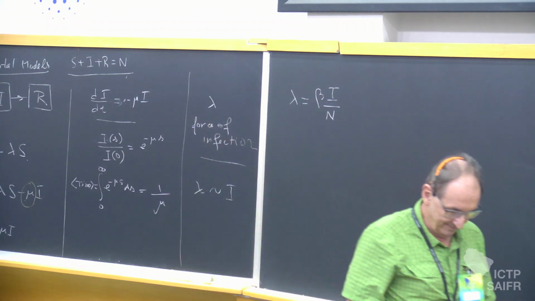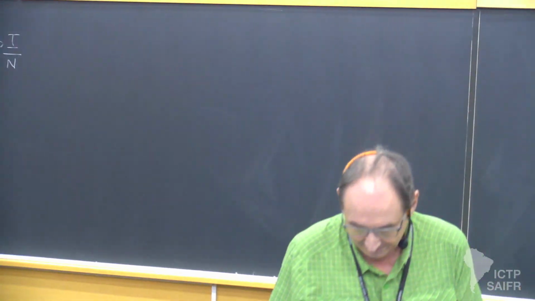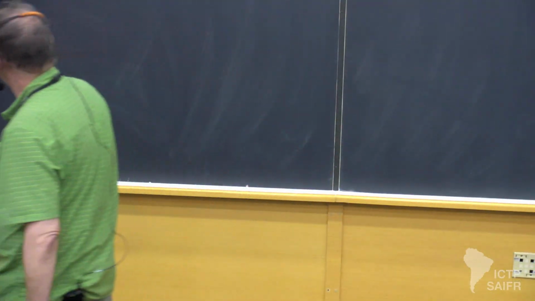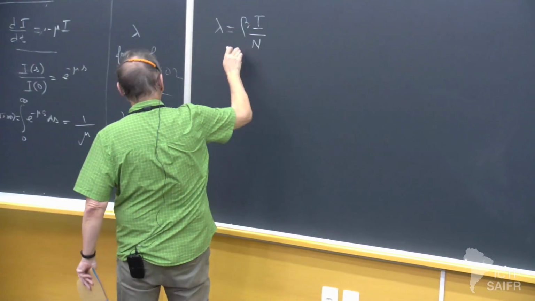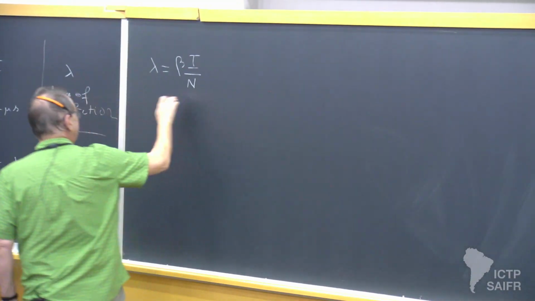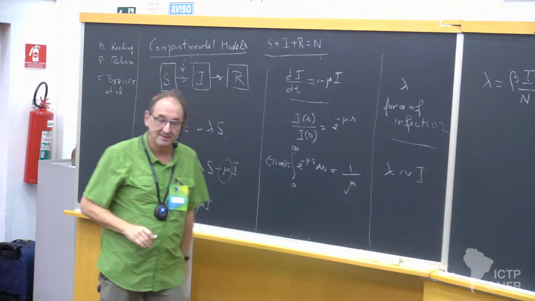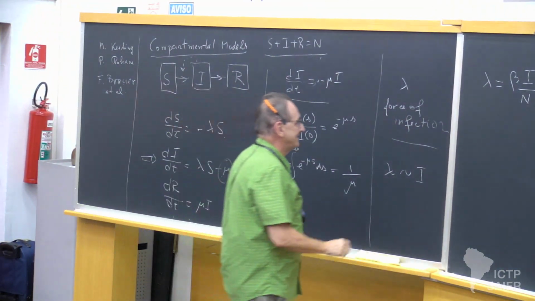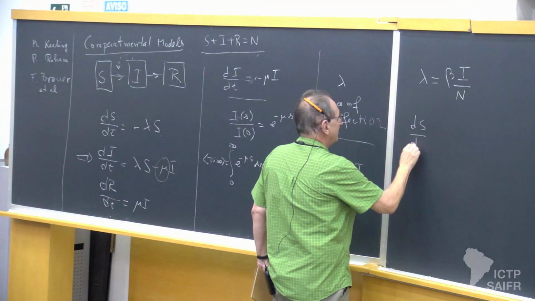Now, with this, I will discuss why you have this N here, but before I do that, let me just write down the SIR model for completeness.